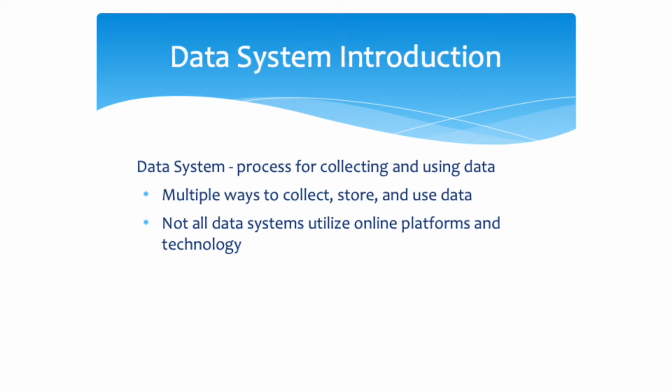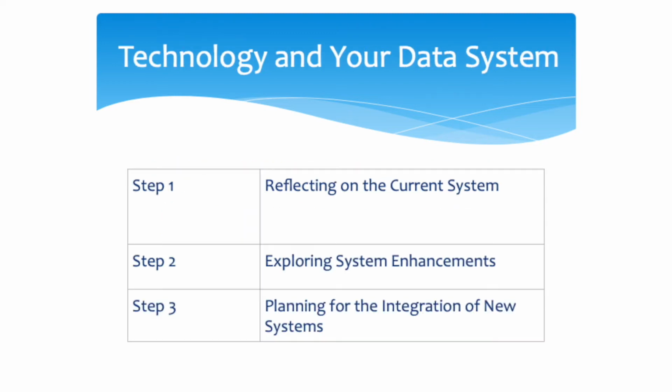A data system can be understood as your process for collecting and using data. You may be using multiple methods to collect data: paper and pencil, survey, observations, computerized assessment, online individualized education program softwares, and many others. Your data can also be stored and analyzed in files, Excel spreadsheets, or other online formats. Notice that there are many ways to collect, store, and use data, and not all of them are through online platforms. When it comes to collecting and using data, technology can offer many benefits.